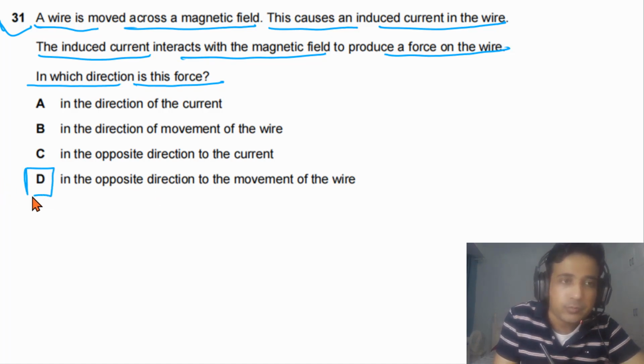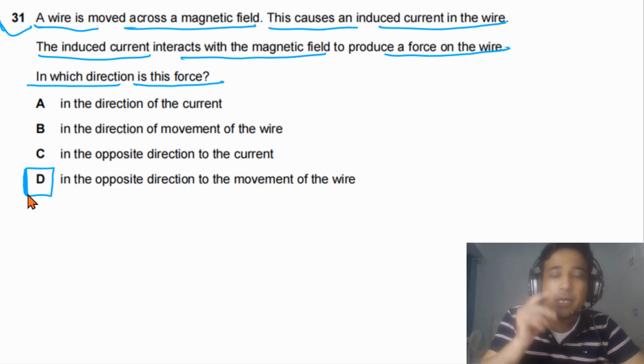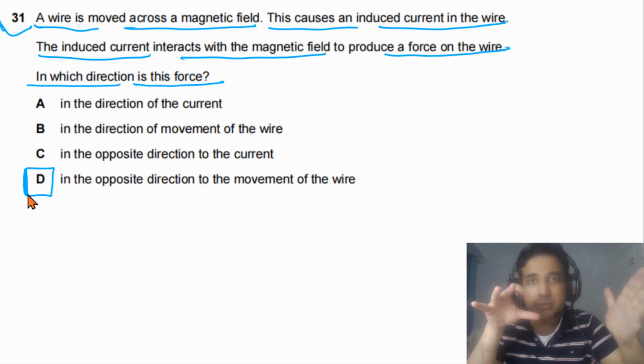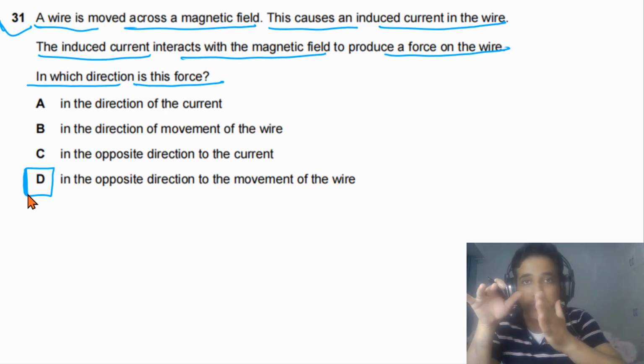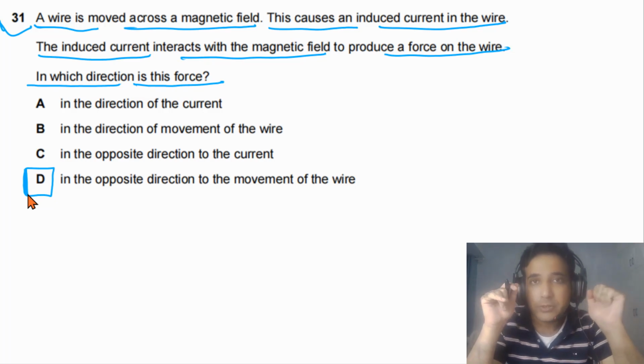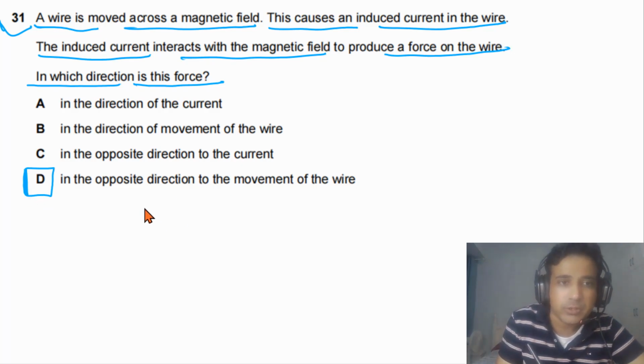So the magnetic force on the wire has to be in the opposite direction to the movement of the wire to conserve energy. If the force is in the direction of motion of the wire, it means there is free energy. The wire will get faster and faster, and more electrical energy will be produced. That is against the law of conservation of energy. So this is one thing. If you have this in your mind, you can simply choose the answer. But now let me explain this a little bit in detail.